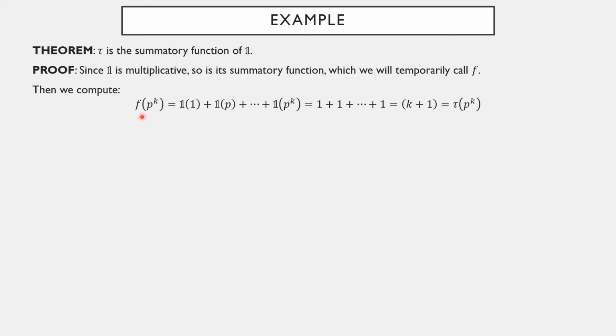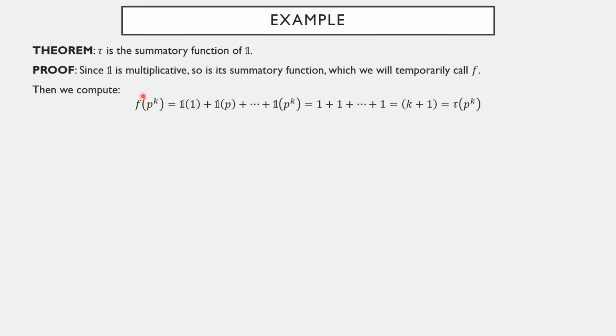The summatory function of the 1 function is multiplicative, so I only need to know how it acts on a prime power. So I list out all of the positive factors of p to the k, 1, p, up to p to the k, and I plug them into the original function, which is always equal to 1. Now I have a 1 for every power of p starting at p to the 0 and ending at p to the k. That's k plus 1 total 1s. So whatever the summatory function of the 1 function is, f of p to the k must be k plus 1, but that's actually the same as tau of p to the k.